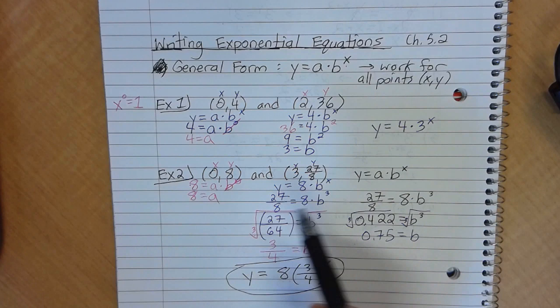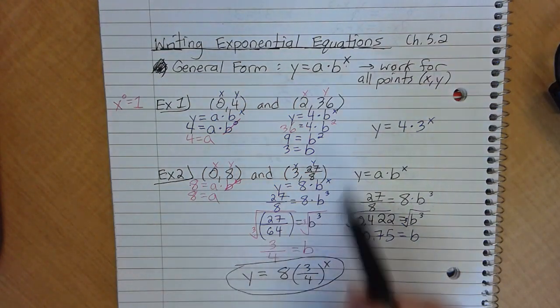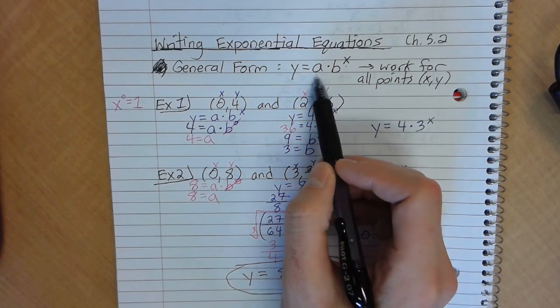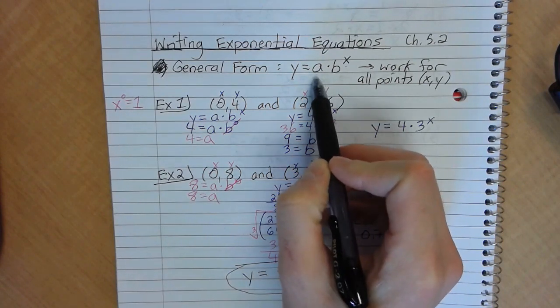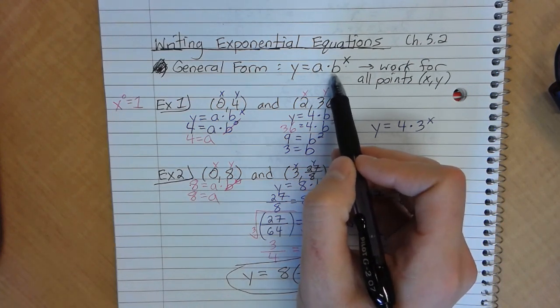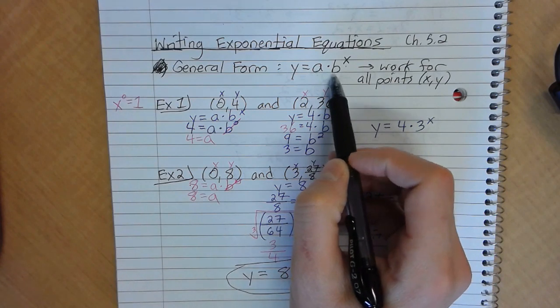Now, this is an equation that could have lots of different numbers you could put in for a and b. But generally speaking, a is going to be your starting amount or your beginning number, and b is going to be how much you're growing or decaying, or what you're multiplying by each time to change your graph.